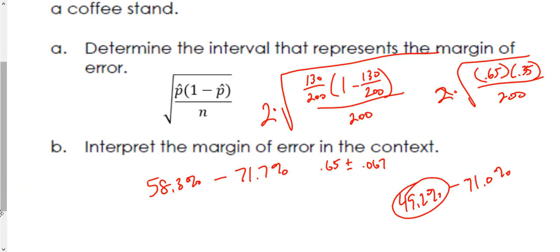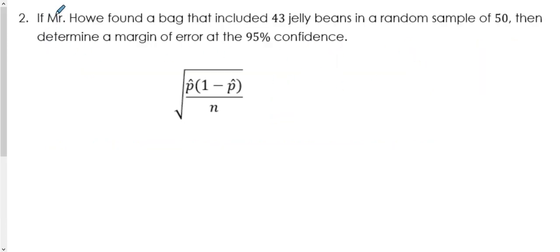Part of this whole thing, it says if Mr. Howe found a bag that included 43 jelly beans in a random sample of 50, then determine the margin of error at the 95% confidence. Okay, again, we use 95% most of the time, but not all of the time. All right.